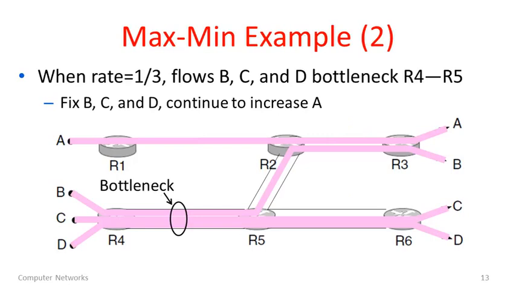So now everyone, A, B, C, and D, is sending at 1/3 of a unit, and we bottleneck this link here. This means that we can no longer increase flows B, C, and D. They're fixed. There are, however, still flows left. The only flow that's left is A. So we will keep raising A until we reach another bottleneck.